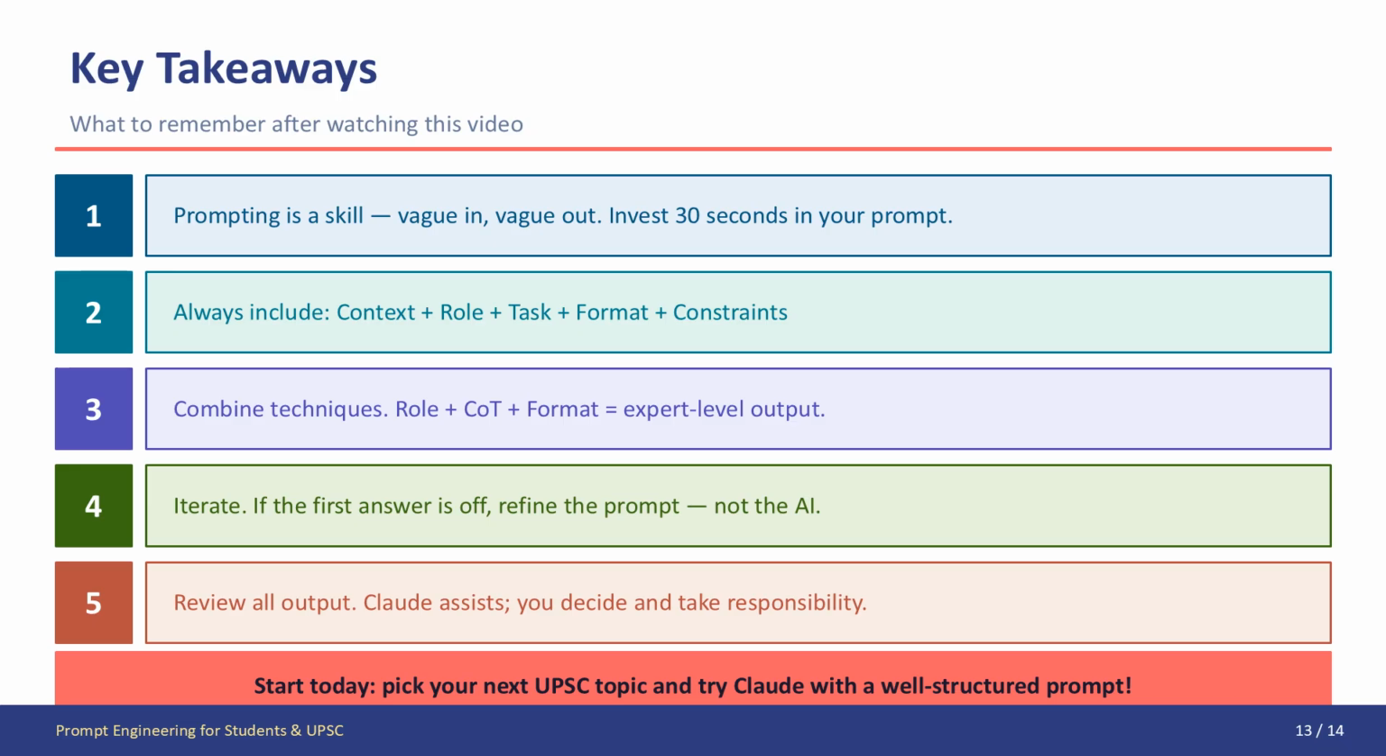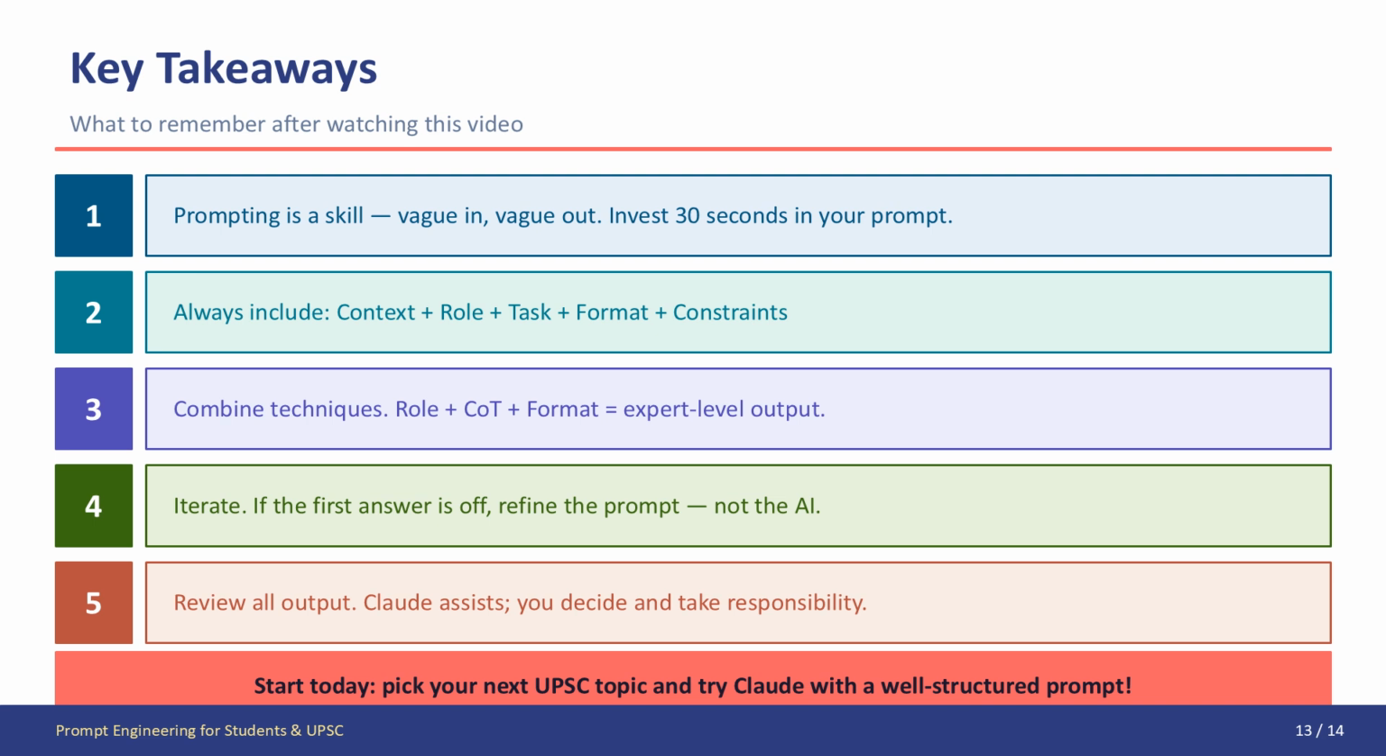5 key takeaways from this video. 1. Prompting is a skill. Vague in, vague out. Invest 30 seconds in your prompt. 2. Always include context, role, task, format, and constraints. 3. Combine techniques. Role plus chain of thought plus format equals expert level output. 4. Iterate. Refine the prompt, not the AI/LLM. 5. Review all output. AI/LLM assists. You decide and take responsibility.